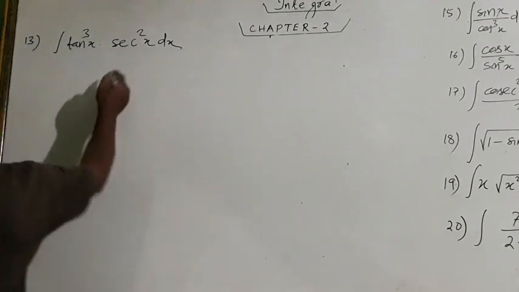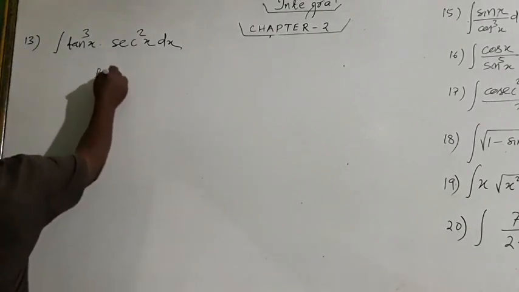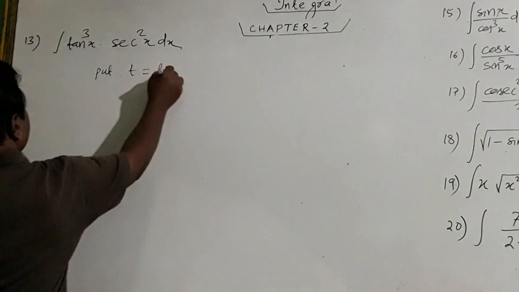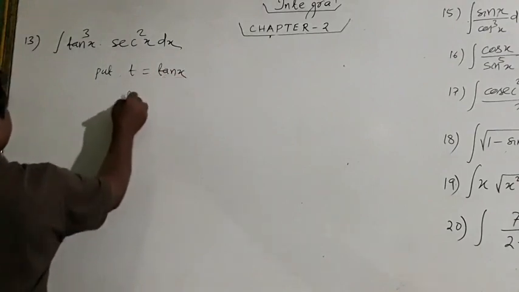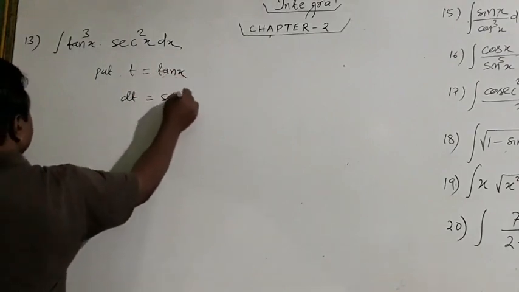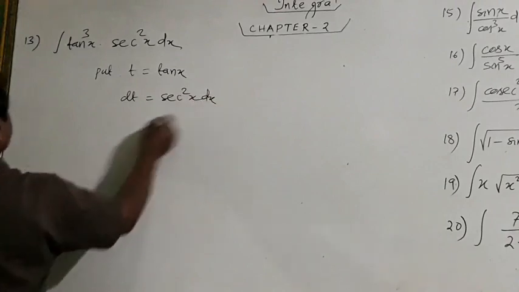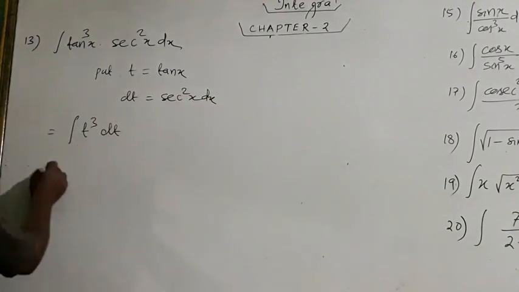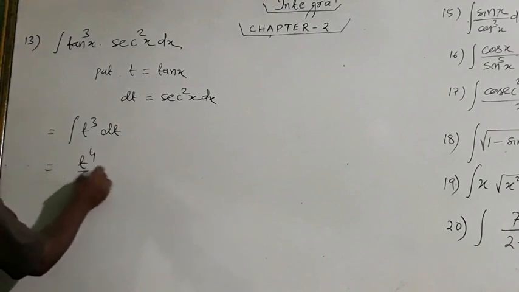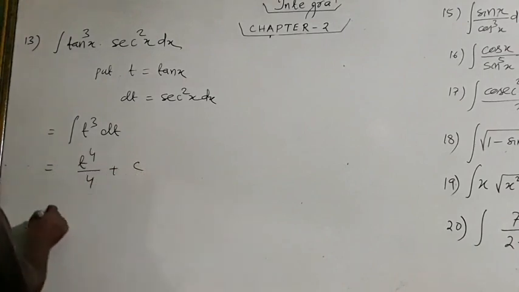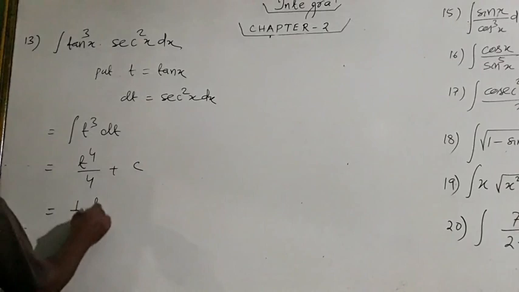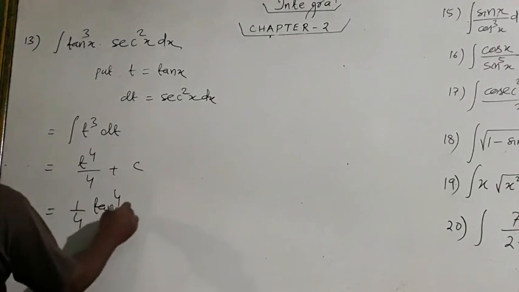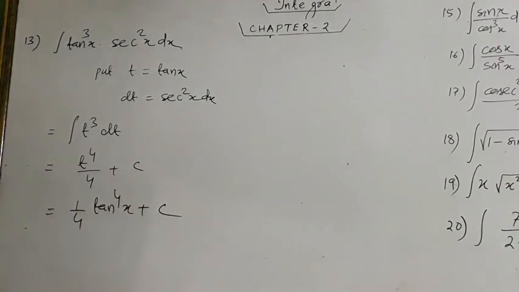Okay. I think you can do this problem very easily, because here the derivative of tan x is what? Sec square x. So put t is equal to tan x, dt becomes what? Sec square x dx, and it becomes integral of t cubed dt, and the answer is what? T fourth by fourth plus c. It is 1 by 4 tan to the fourth x plus c.